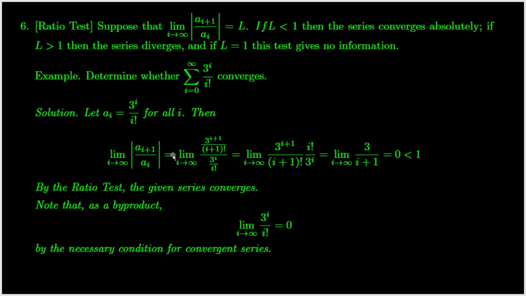In this question, the limit needed for the ratio test equals 0, which is less than 1. By the ratio test, the series converges. Note that, as a byproduct, the limit of the sequence formed by the terms of the given series equals 0 by the necessary condition for convergent series. This limit may not be too obvious.